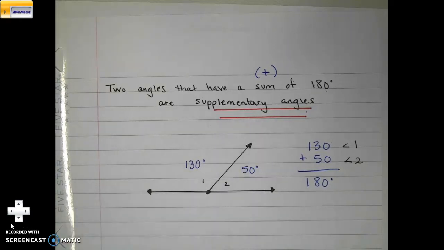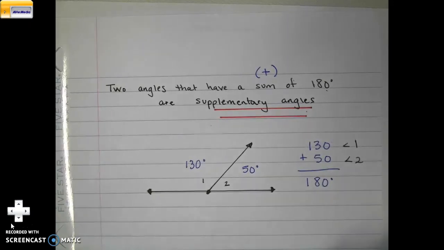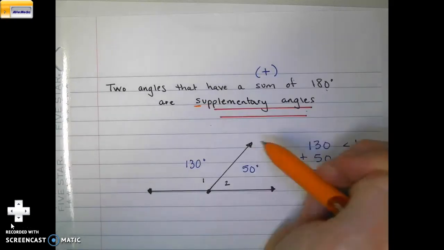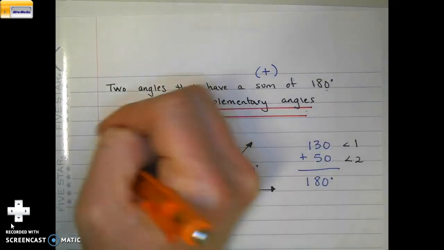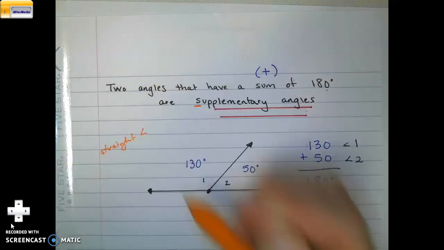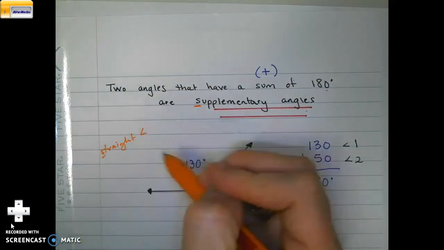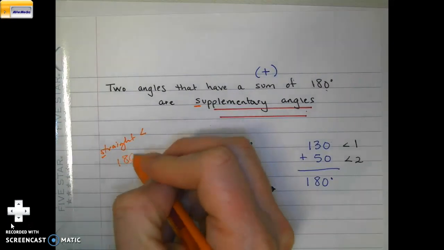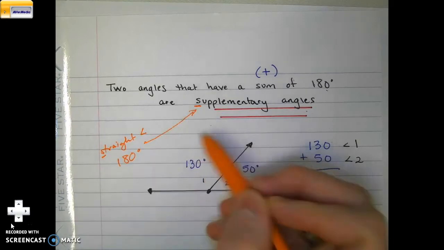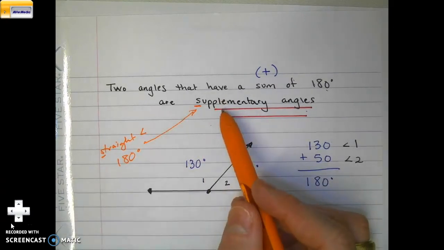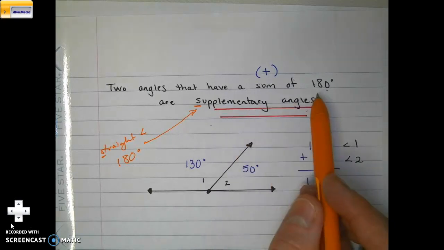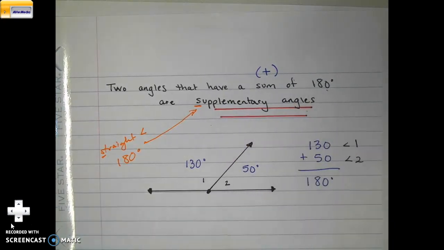Well, how are you supposed to remember that? My little trick that I use: supplementary angles start with an S. So does a straight angle. Straight angle starts with an S. And what does a straight angle equal? 180 degrees. So they both start with S, and that helps me remember personally that this is supposed to equal 180 degrees.